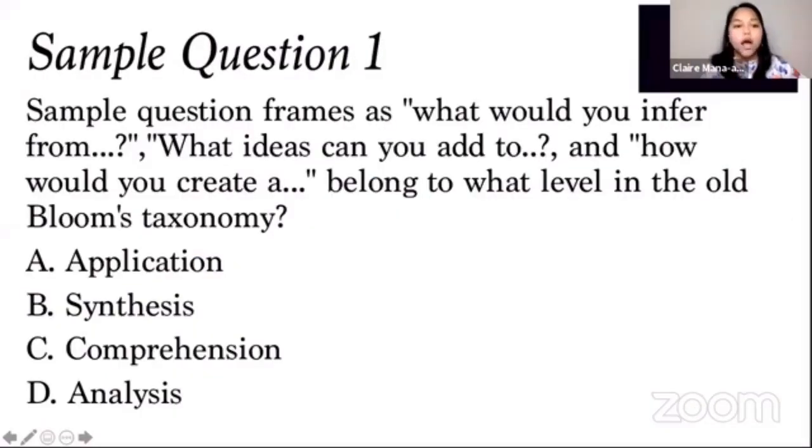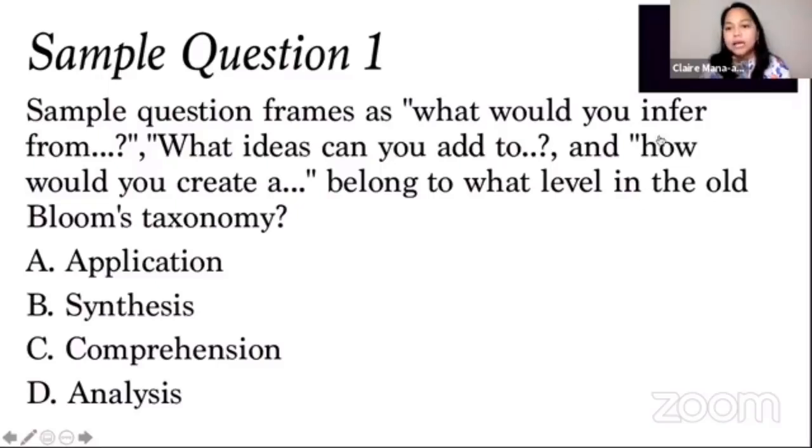Sample question number 1. Sample question frames as, what would you infer from? What ideas can you add to? And how would you create A? Belong to what level in the old Bloom's taxonomy? Is it letter A, application, letter B, synthesis, letter C, comprehension, or letter D, analysis?